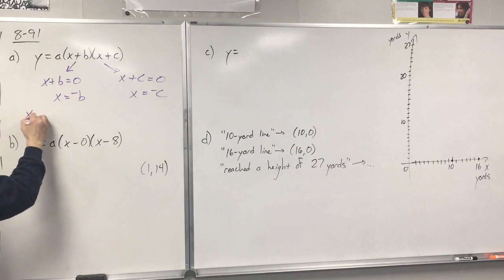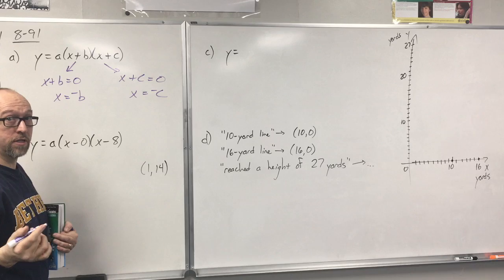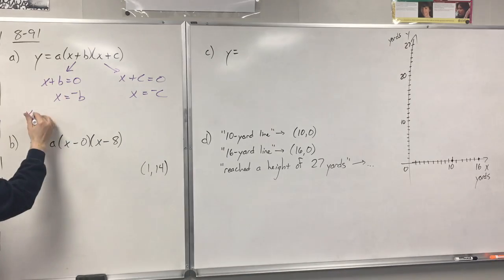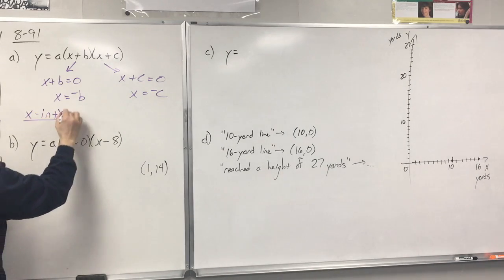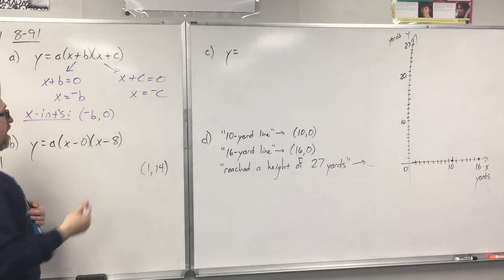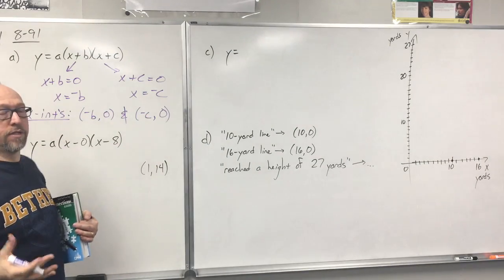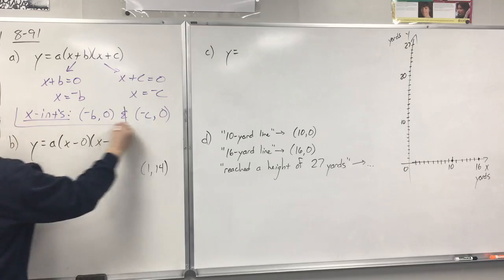So you can say, oh, I know what I can tell you from this. The factored form, remember that box you took down in your notes? The factored form gives me the x-intercepts. And I know that they are at negative b comma 0, whatever b is, and that the other one is at negative c comma 0, whatever c is. That's what I can tell you.